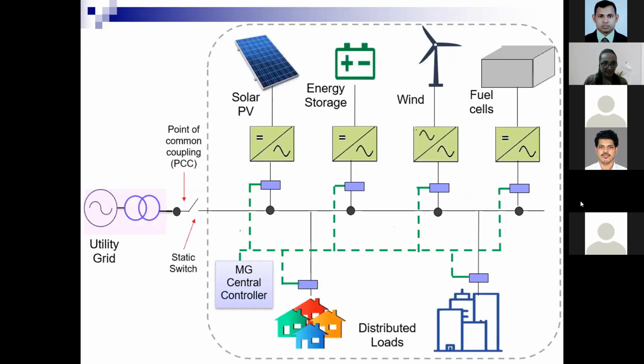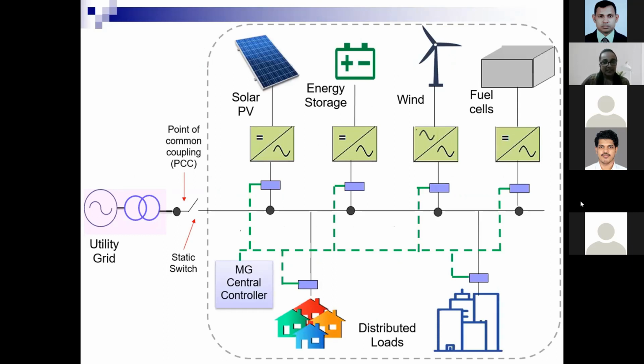This is the basic structure of a microgrid. A microgrid comprises distributed energy resources, as you can see in this figure, such as solar photovoltaic, wind turbines, fuel cells, distributed loads, and power electronic interfaces, and point of common coupling.